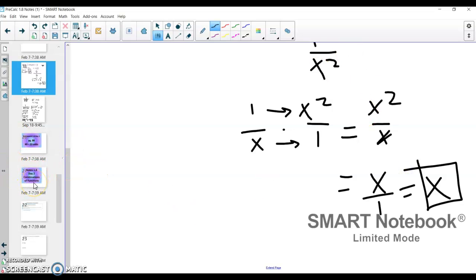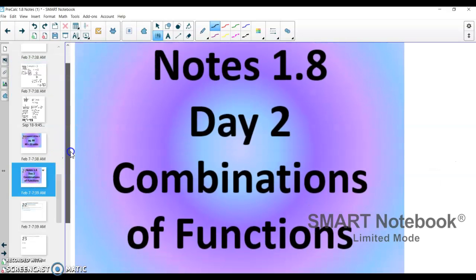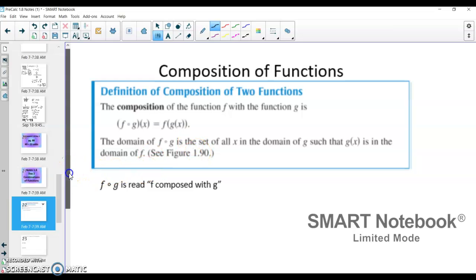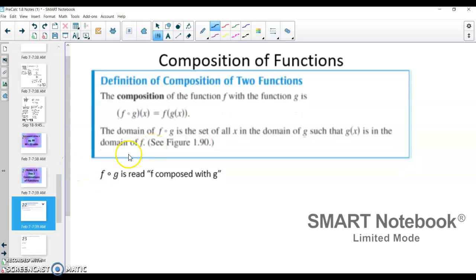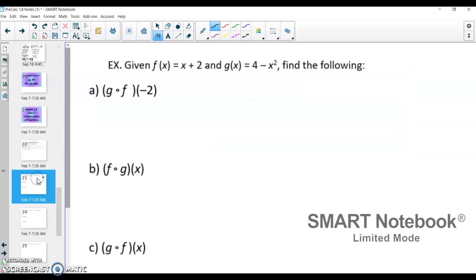And then now I want to get into the day 2 stuff. We have combinations of functions still, but these are what we call composite functions. So it's read f composed with g. I always say f of g, or the other way around I would say g of f, so like g composed of f. Let's just see how these are done. Again, the written notes are always posted, so I just like to go through examples here.